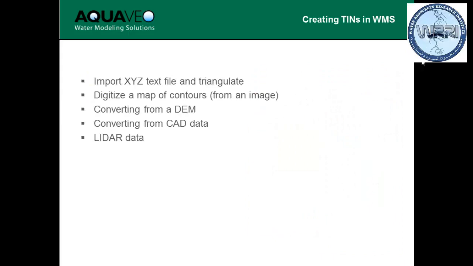One way is if I have just XYZ points, I can read those XYZ points into WMS and triangulate them. Also, if I have a contour map, I can point and click along the contours and create those contour elevations as vertices on the tin and then triangulate. I can convert a DEM to a tin. Sometimes you have CAD data that's contour data, and you can convert that to a tin. And also there's LiDAR data.